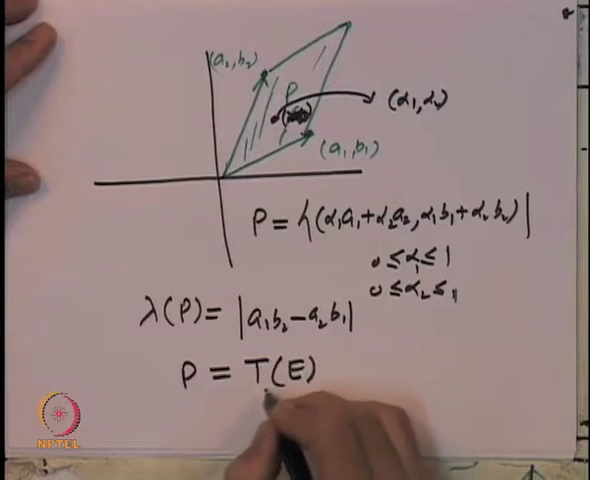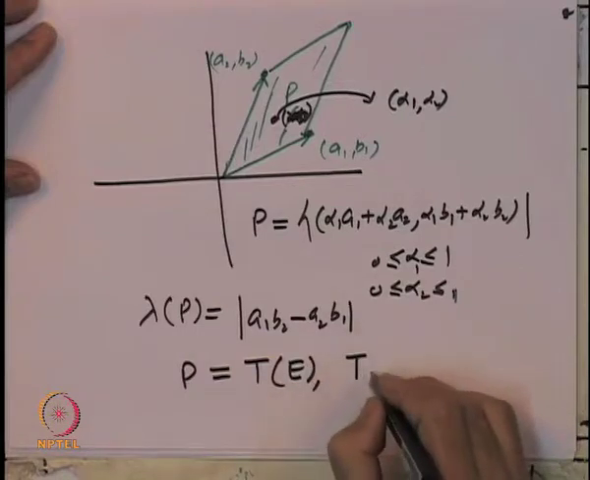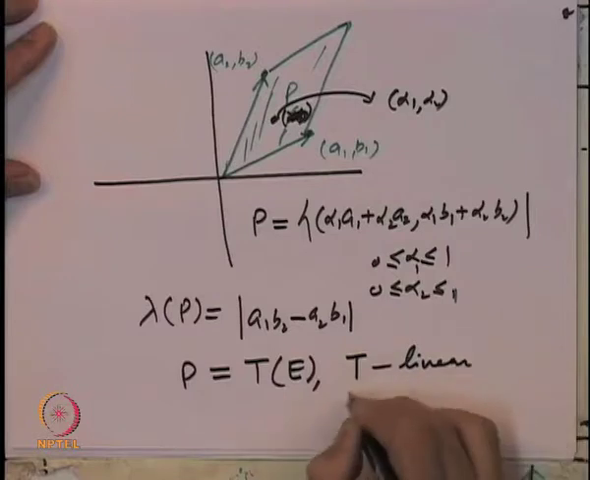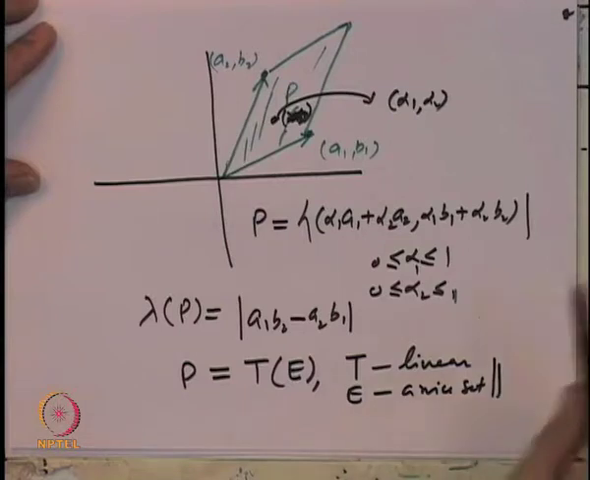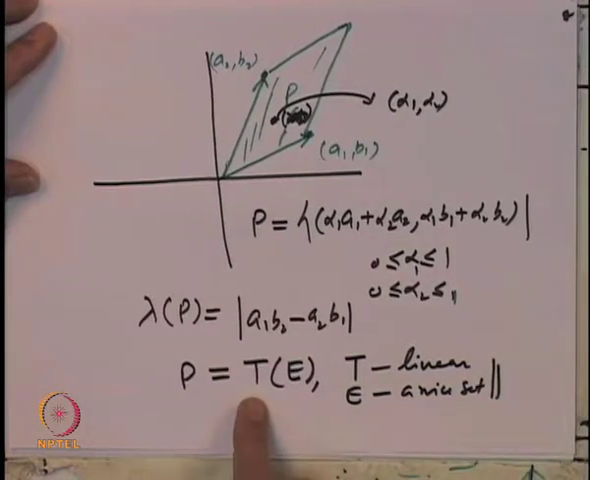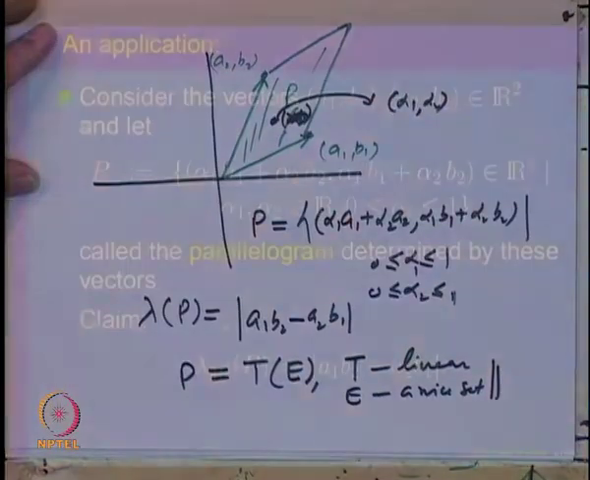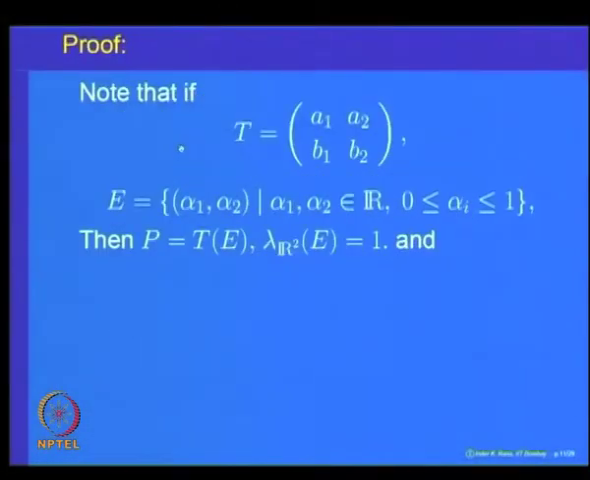a set E, where T is a linear transformation and E is a nice set. And it is not difficult to guess what T and E are. So, let us just look at that. So, let us observe that T is the matrix with components a1 a2, b1 b2. So, the rows are the given vectors, a1 b1 and a2 b2. So, the first column is the vector a1 b1, the second column is the vector components of a2 b2.